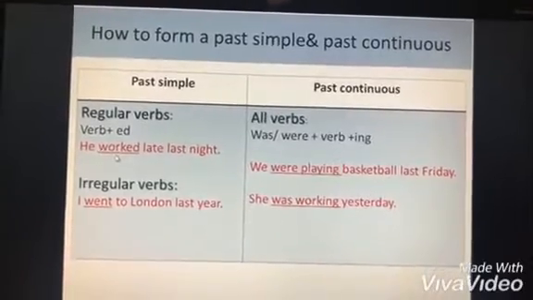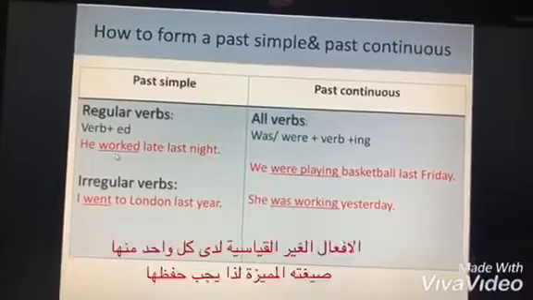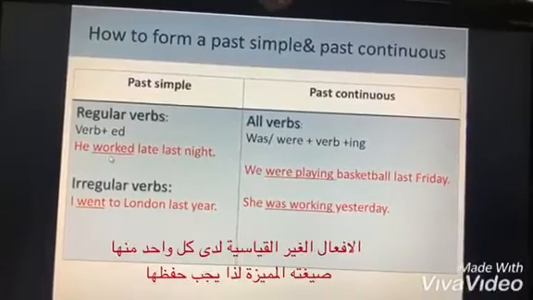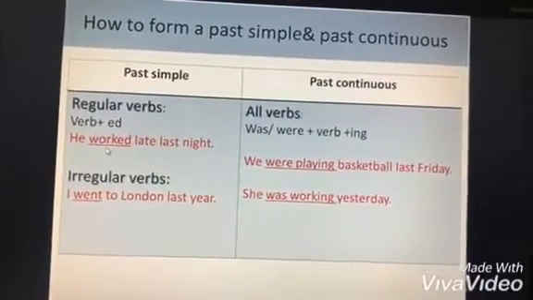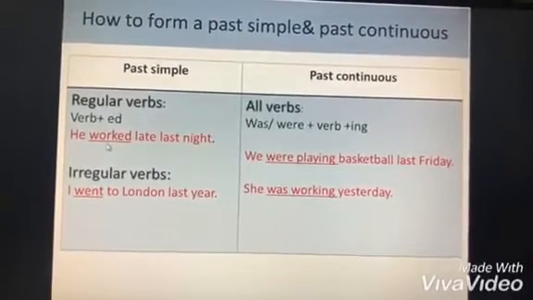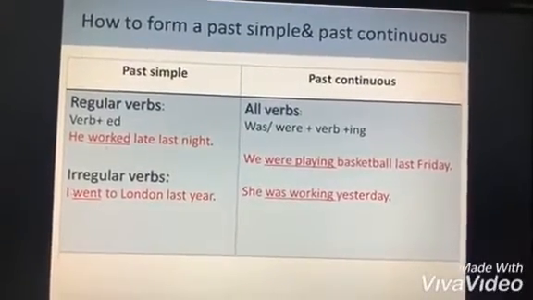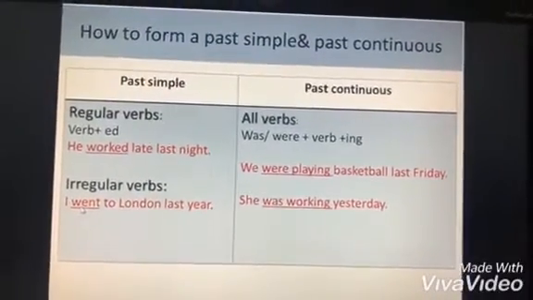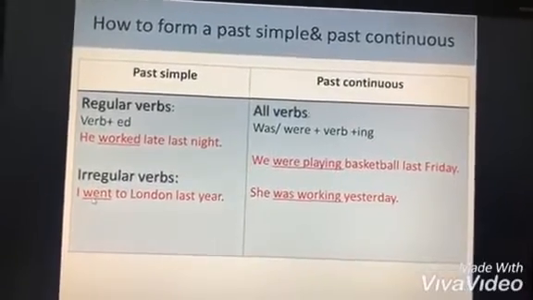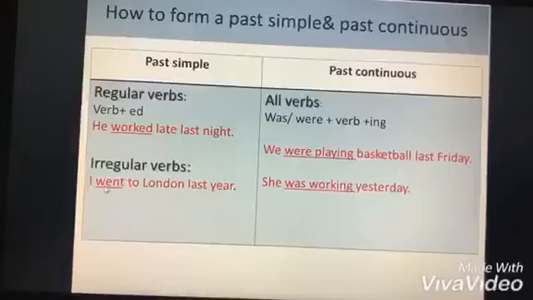Irregular verbs have their unique past tense, so you need to study those carefully. There are some verbs you have to memorize. You have to memorize how to change them to the past tense. For example, I went to London last year. Went is the past form of the verb go.